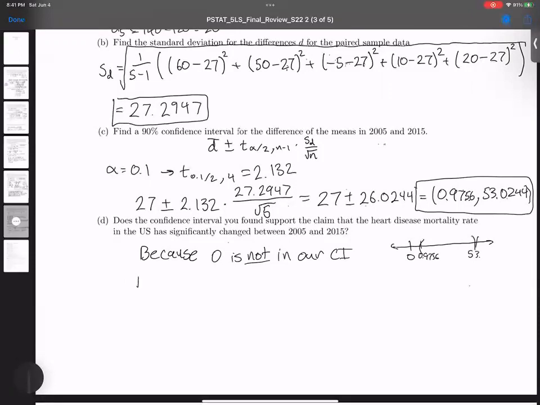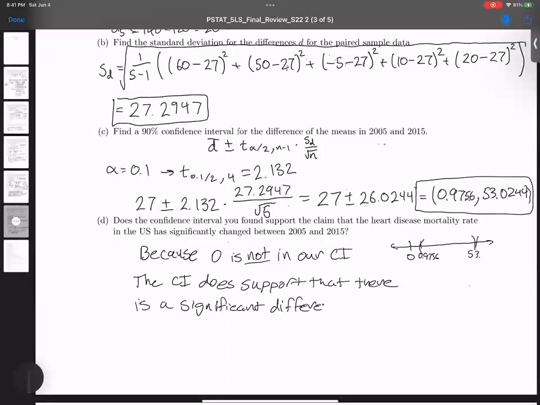The confidence interval does support that there is a significant difference in heart disease mortality in the US between 2005 and 2015.